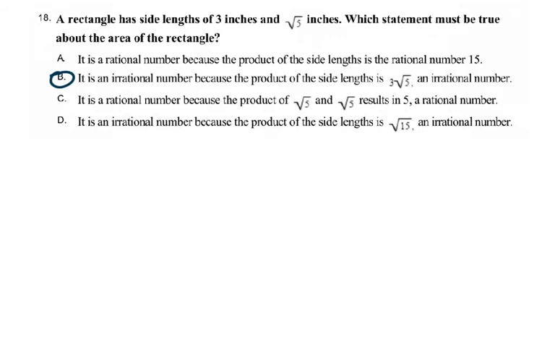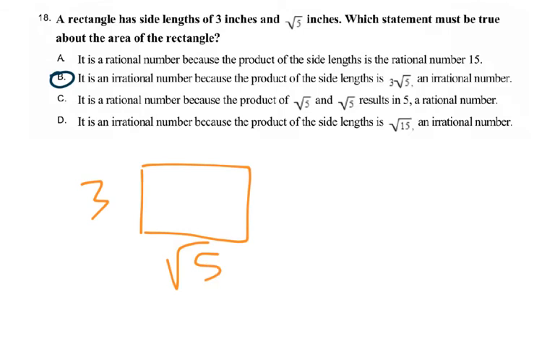Okay, a rectangle, my goodness. A rectangle has sides 3 and square root of 5. Which statement must be true about the area? When I multiply that, I get 3 times the square root of 5, and it's an irrational number. That's why it's B.